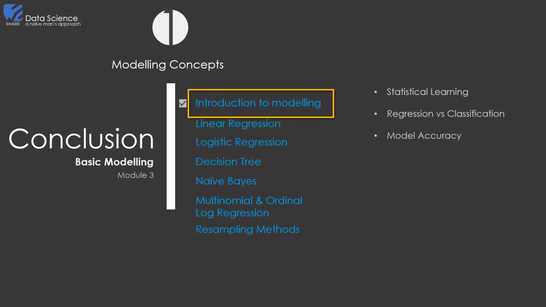So with this, we are through with the introduction to modeling. That was our first topic of this module. What we have covered so far: we first saw what statistical learning is and why we use it. Then we saw two different settings, the regression setting and the classification setting. And then we saw how we can assess the model accuracy in both these settings. We'll now be starting with our first technique, that is linear regression.